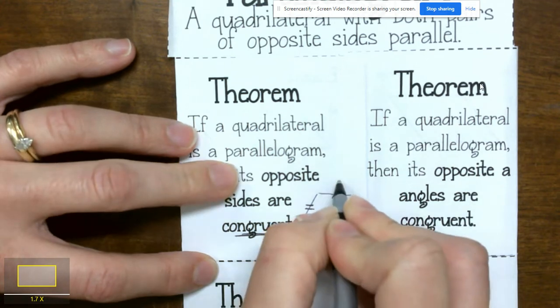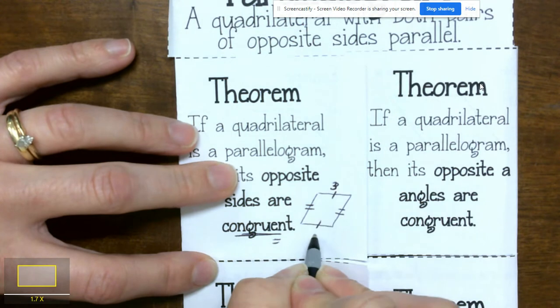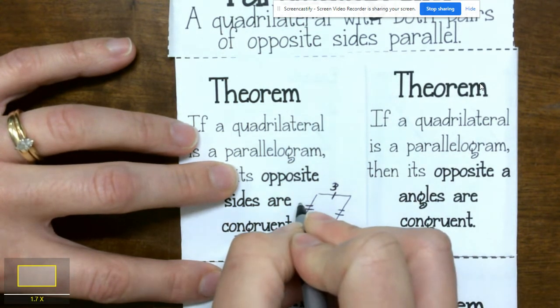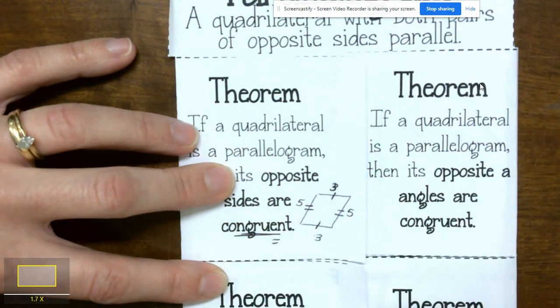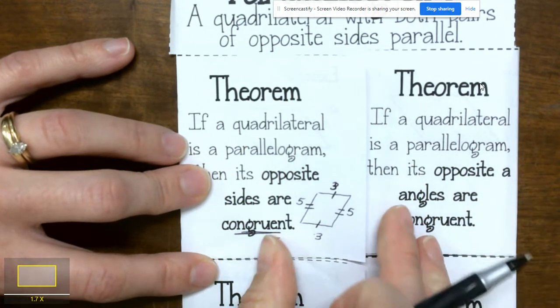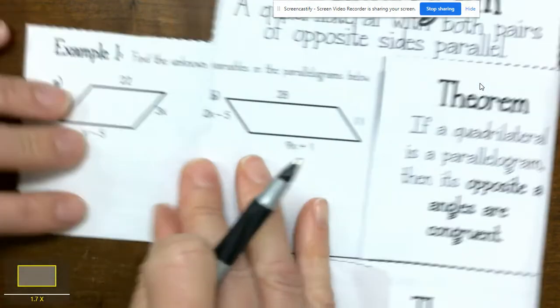So if I were to tell you that this side was 3, then you could tell me that this side down here is also 3. And if I were to tell you that this side is 5, then you could tell me that this side is also 5. So opposite sides are parallel, and those opposite sides are also going to be congruent. So let's look at an example of how we would do that.